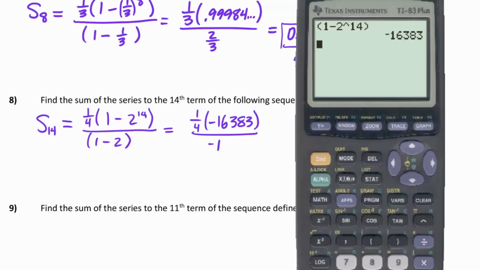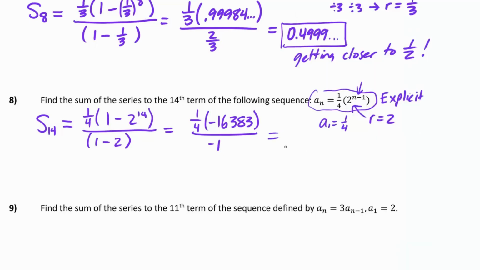Then on the bottom, 1 minus 2 is negative 1. So all I have to do here is take this answer, multiply it by 1/4, or I could divide by 4, it's the same idea. And then just go ahead and divide by negative 1. So in the end, if I keep adding up these numbers, first number through the 14th number, I get 4,095.75. Which makes sense. If I start with a quarter and keep doubling and doubling and doubling, some of those numbers are going to get kind of big, and so I should have a larger amount in the end.